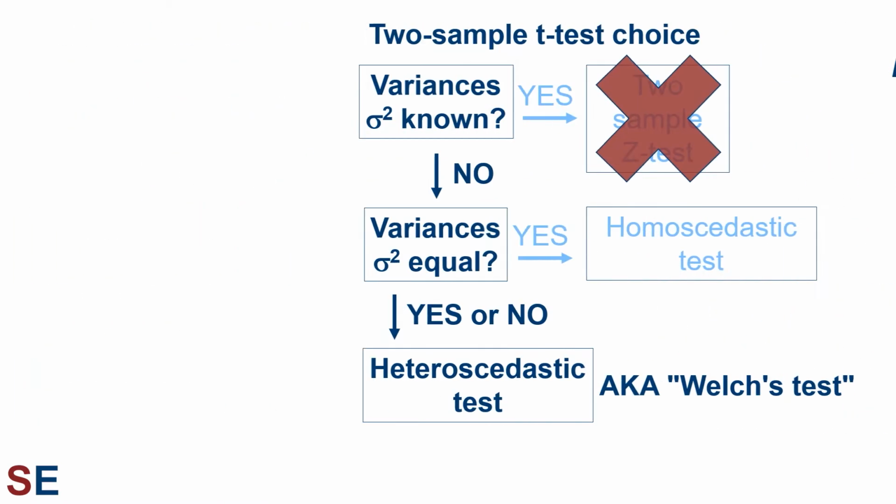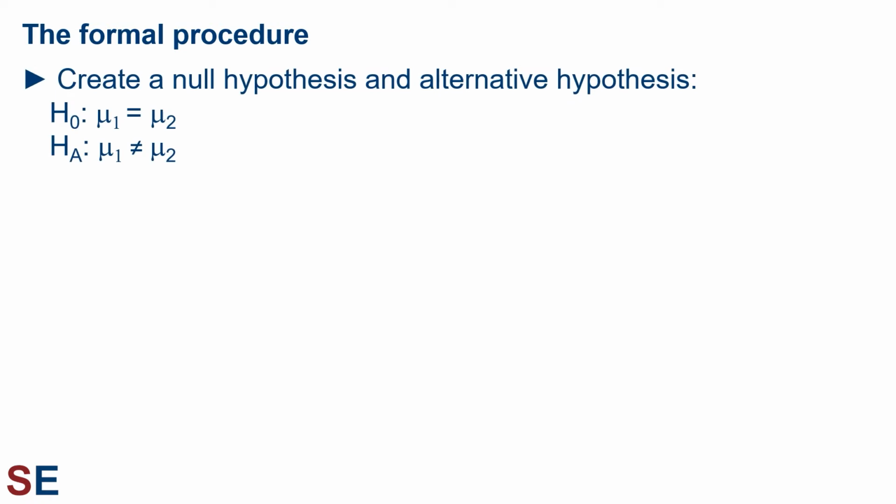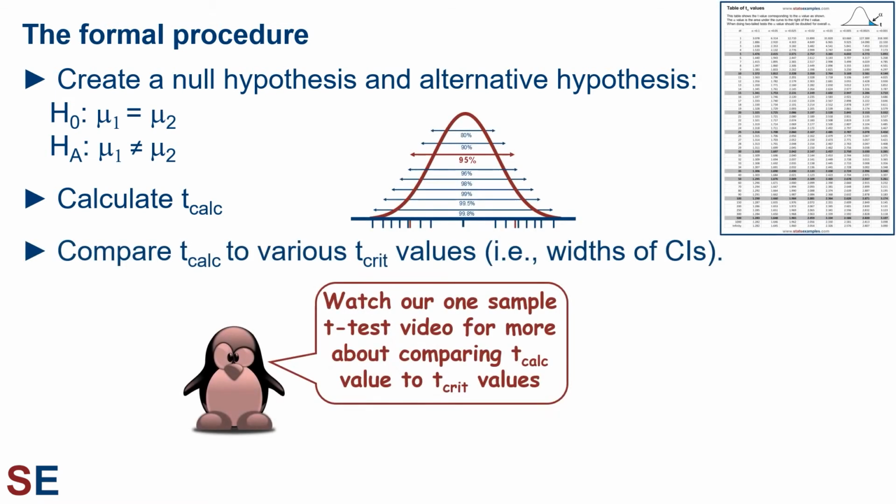Okay, so here's the formal procedure. First, we create a null hypothesis and alternative hypothesis. The null is that the means of the two populations are equal, and the alternative is that the means are not equal. Then, we get a t-calculated value using one of the equations from before, depending on whether we are assuming equality of the population variances or not. Then we compare that t-calculated value to various t-critical values taken from the t-distribution for the number of degrees of freedom for our sample. These correspond to different confidence intervals and probabilities.